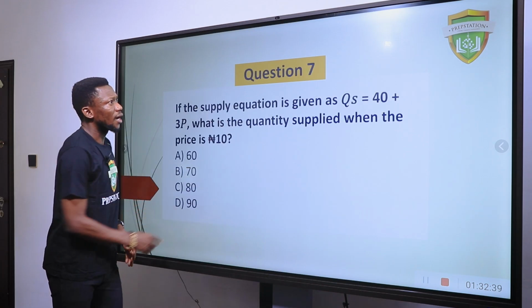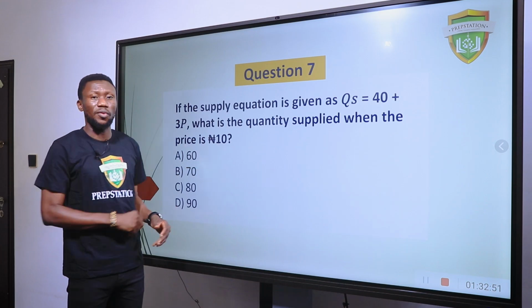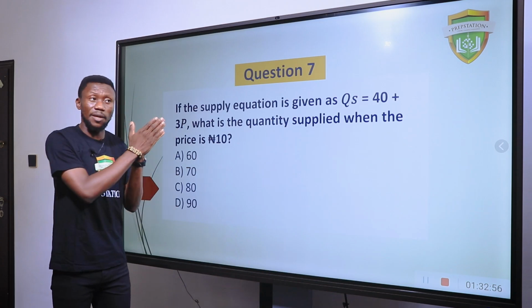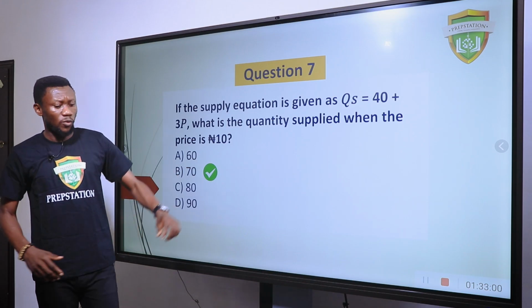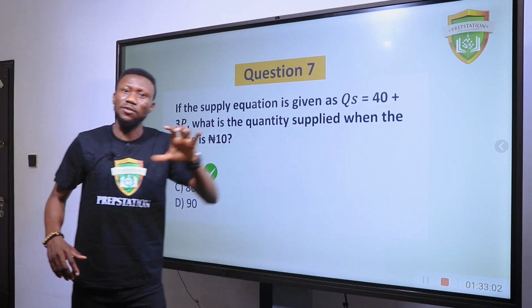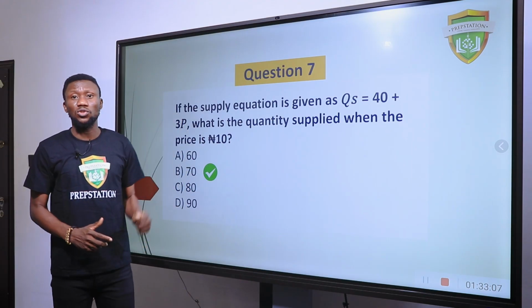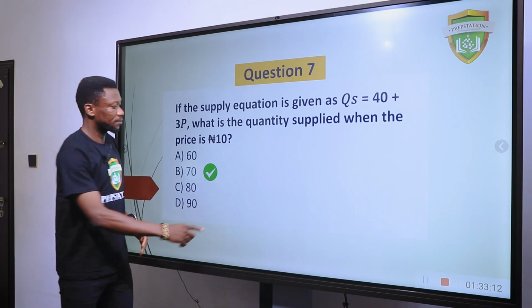Okay, very good. And number 7, if the supply equation is given as QS equals 40 plus 3P, what is the quantity supplied when the price is 10 naira? So 10 naira is the price, and P stands for price. So you substitute 10 into P, and 3 times 10 will be 30. So 40 plus 30 will give us 70. And why do we have this sign right here? It's a positive sign. It shows that there's a positive relationship between price and quantity supplied. So as price goes up, like I said earlier, quantity supplied will always go up.